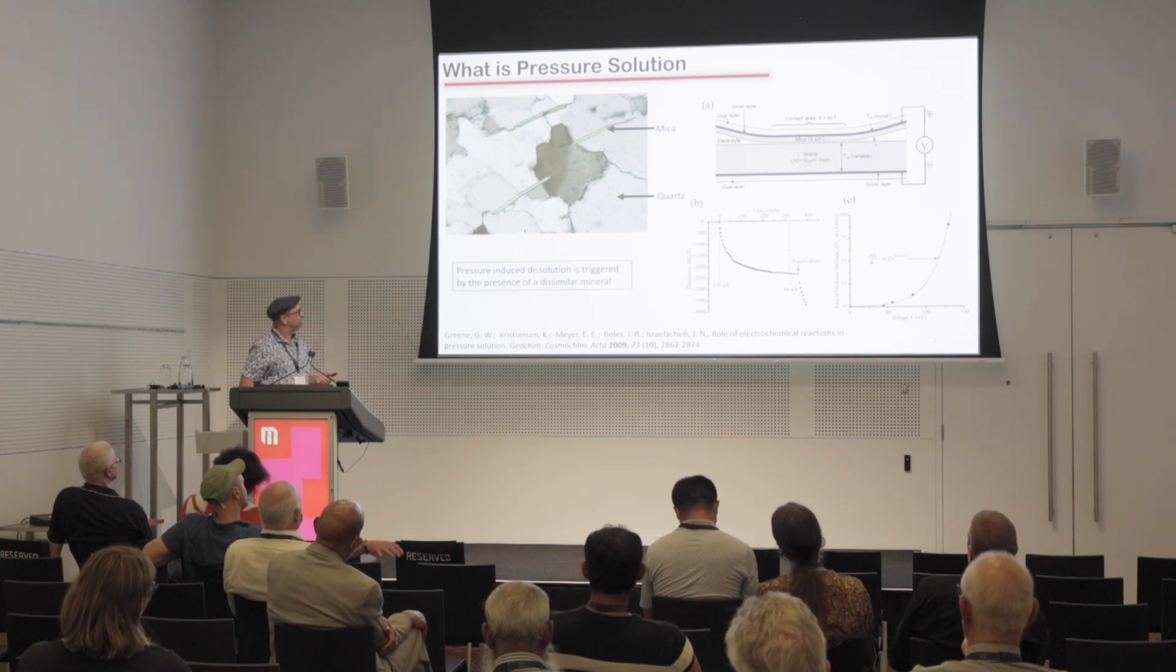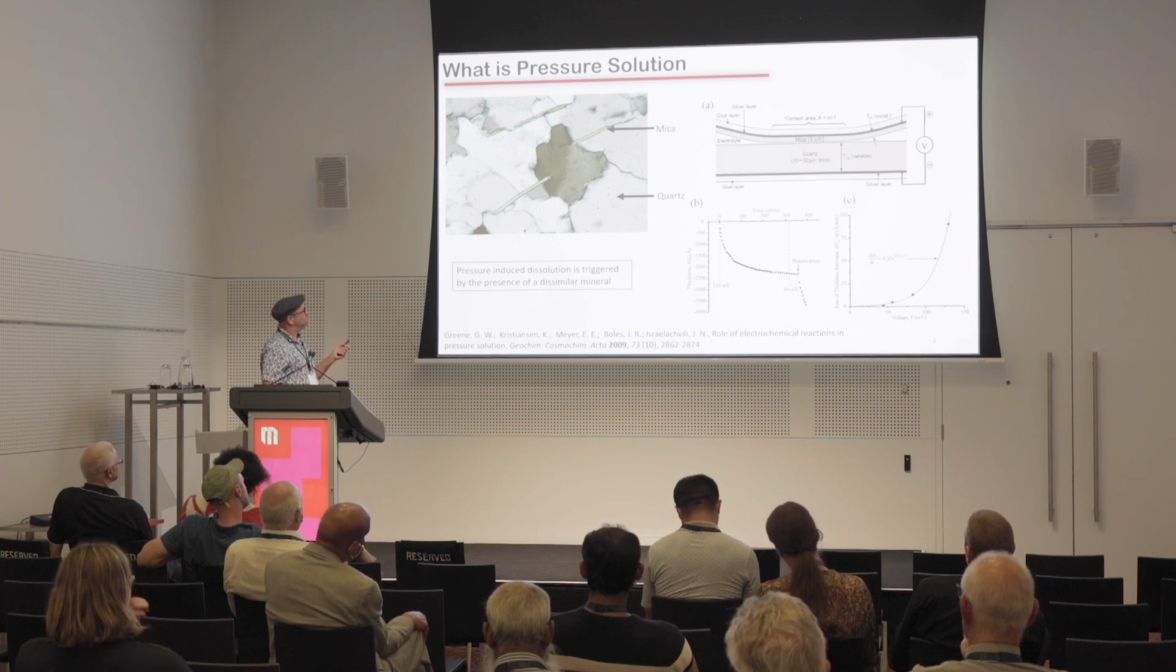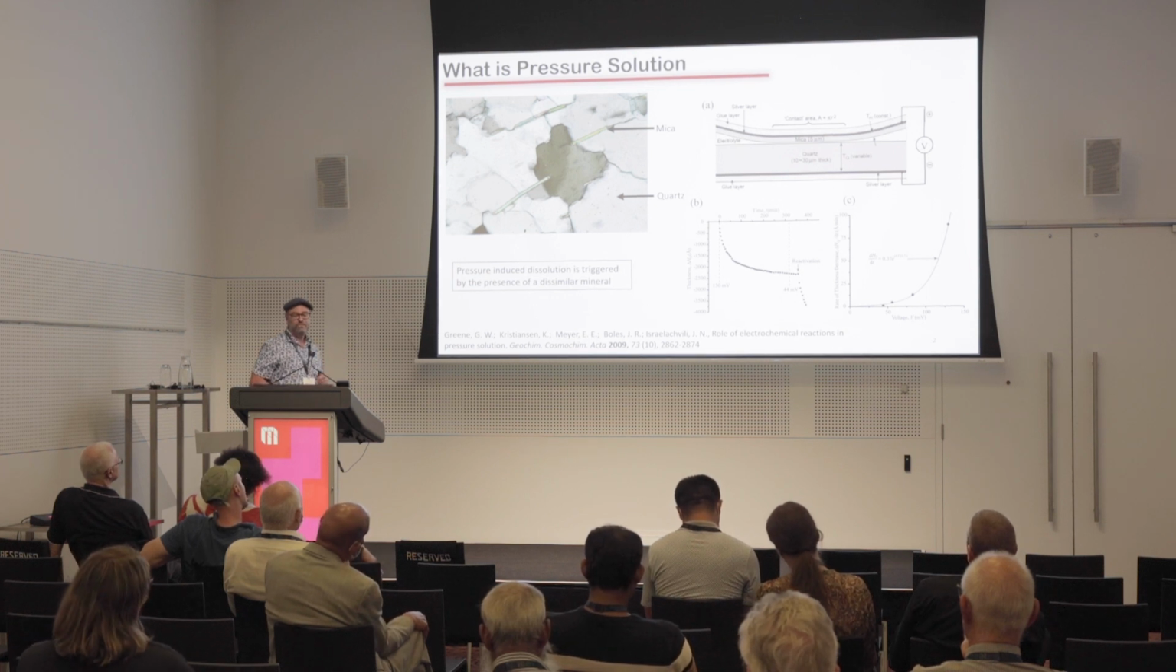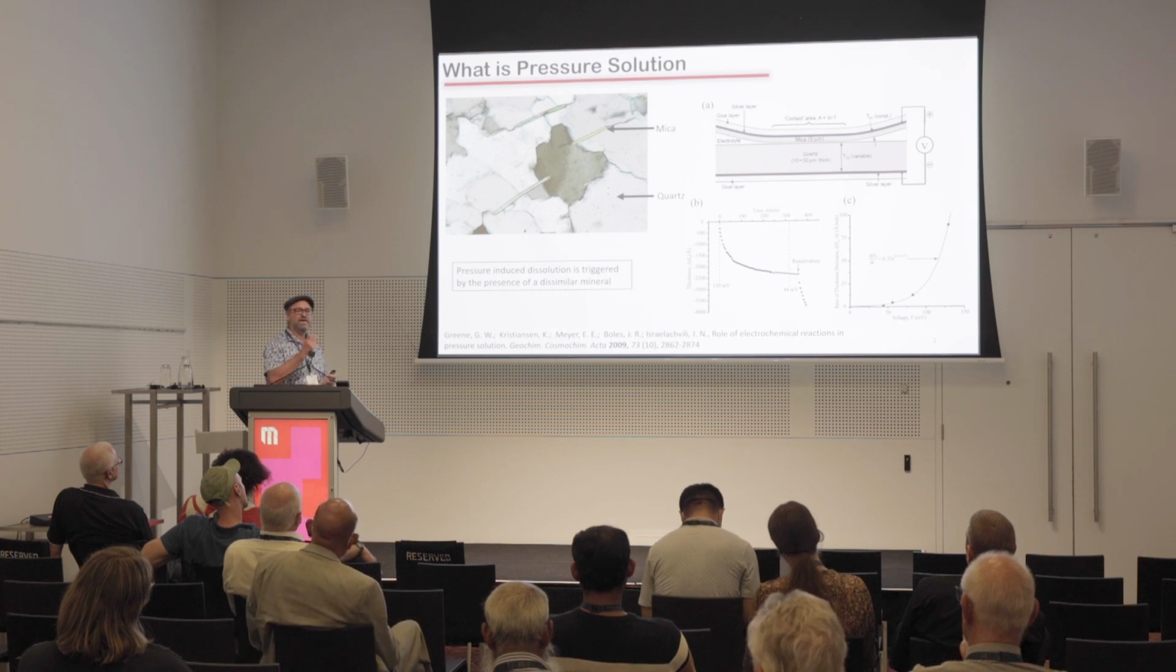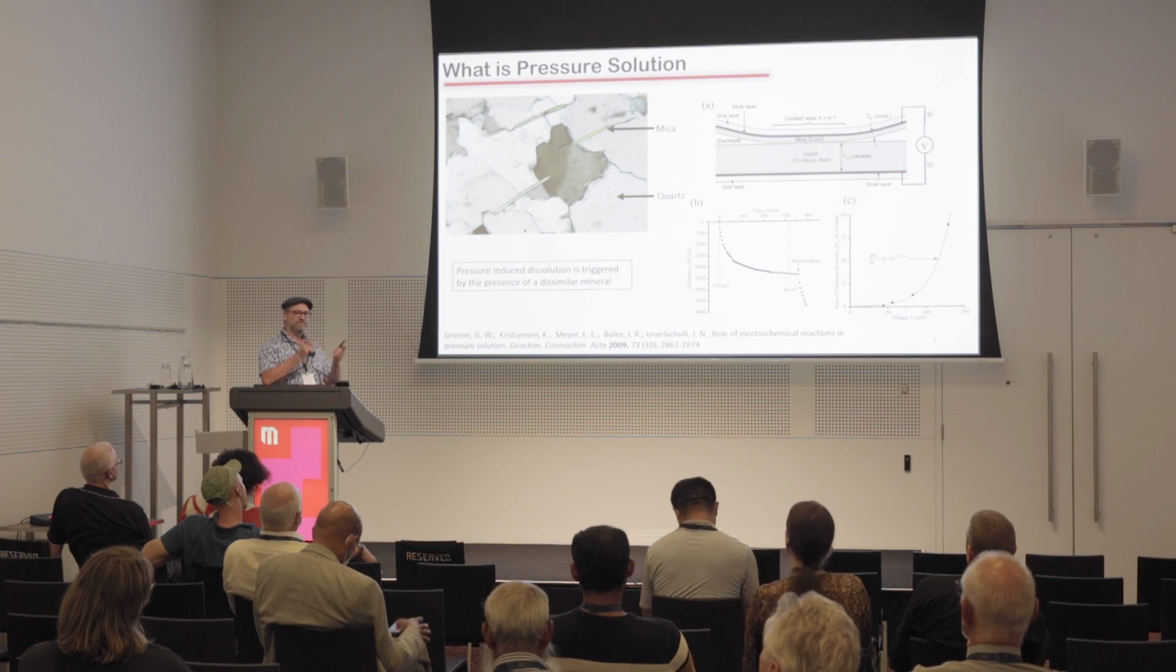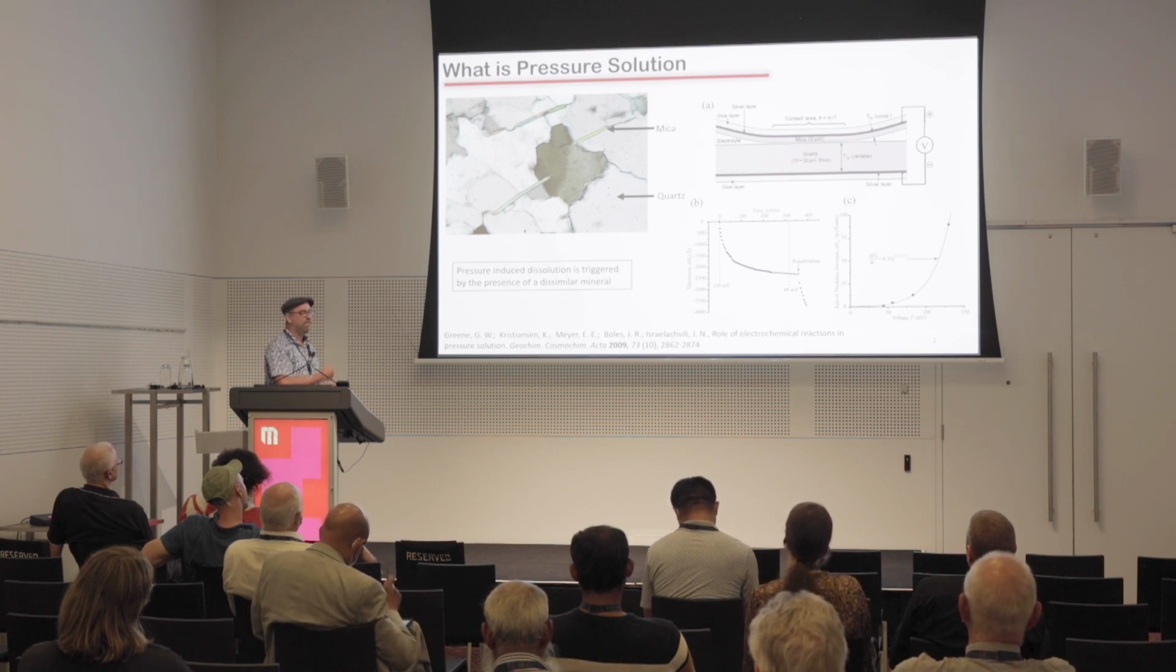And pressure solution presents itself in the rock as these highly flattened intergranular contacts. The reason that these form is that where these two grains were in contact, the solubility of one or both of those materials at that intergranular contact is enhanced relative to the non-contact region, so you get essentially a mass transport phenomenon leading to the flattening of the grain.